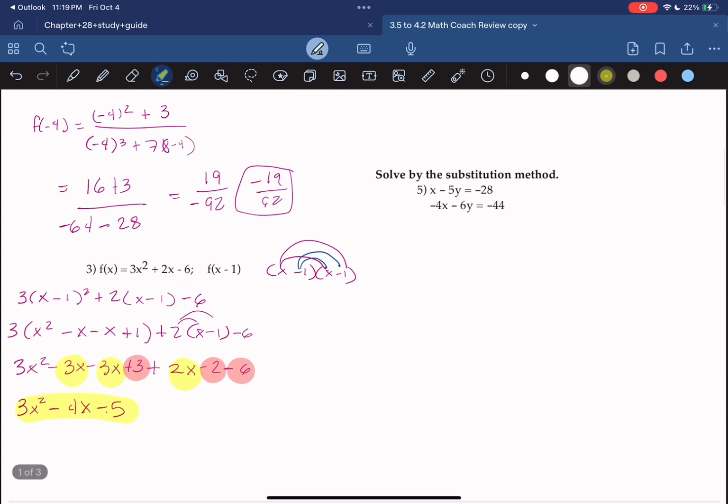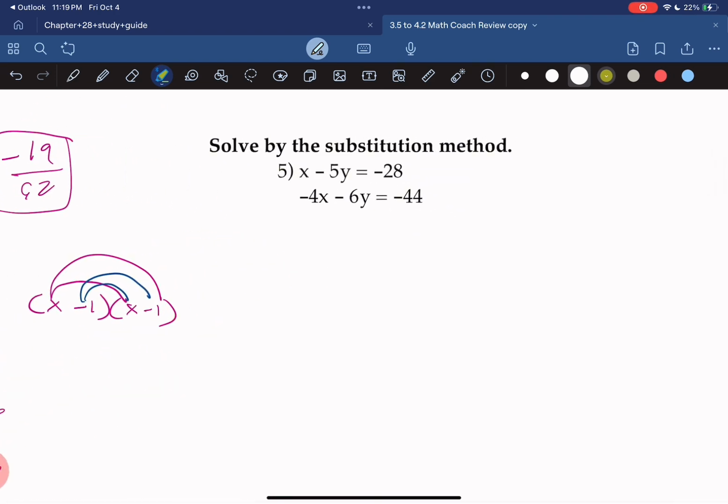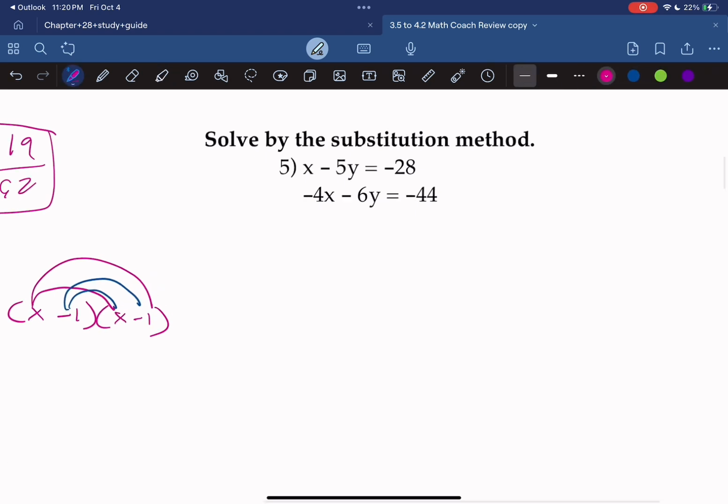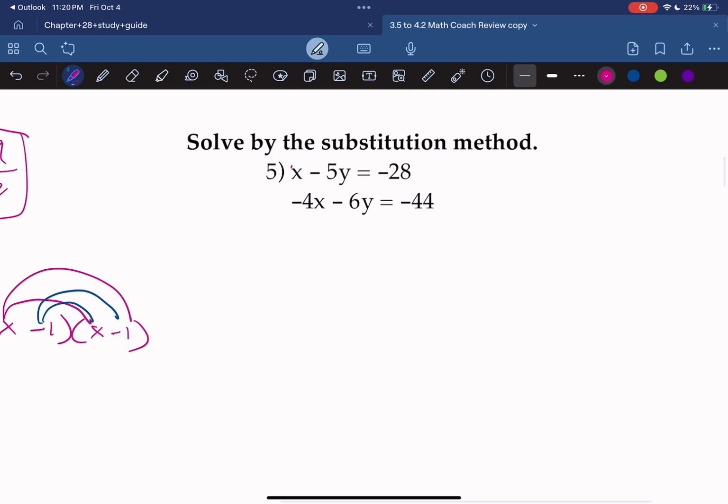Number 5. Solve by the substitution method. In the substitution method, we would isolate a variable and make an equation, and we will plug that into the other equation. Let me show you. So in this case, let's isolate x. So x minus 5y equals -28.